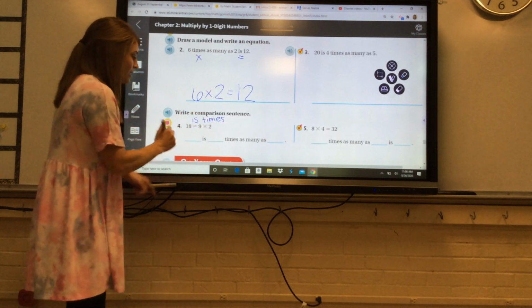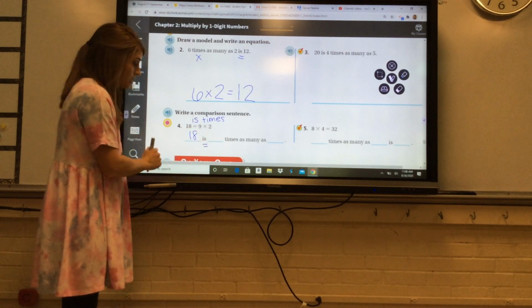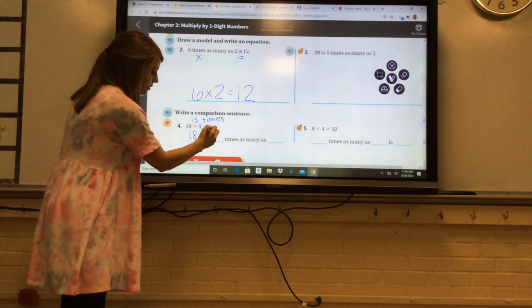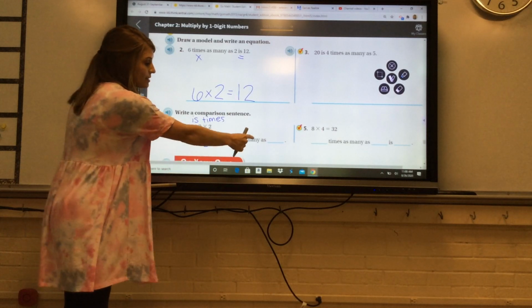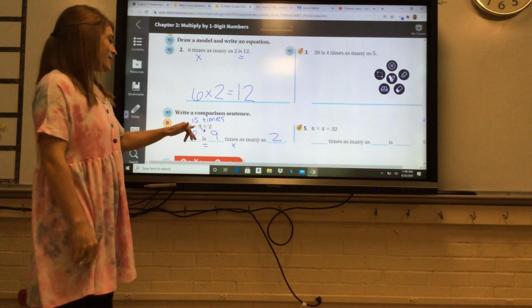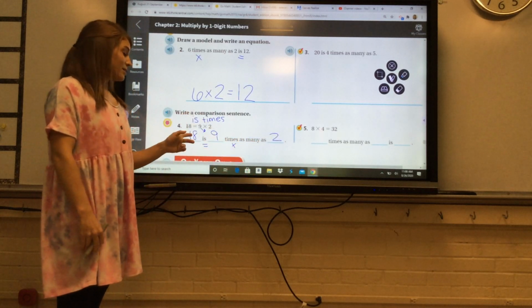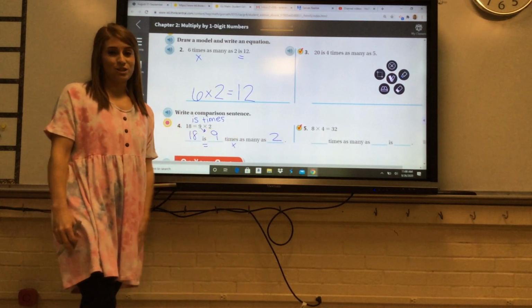We can say 18 is or equals 9 times, or multiplication symbol, as many as 2. So 18 equals 9 times 2 is the same thing as 18 is 9 times as many as 2.